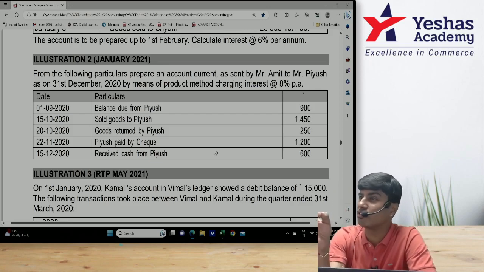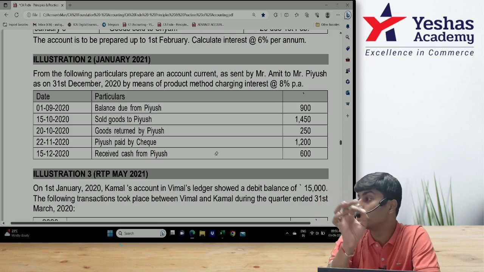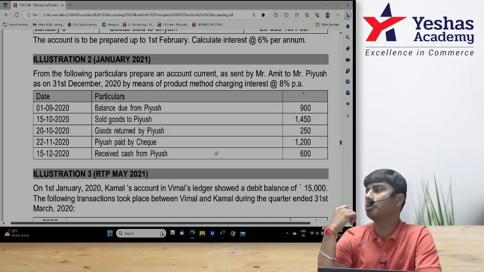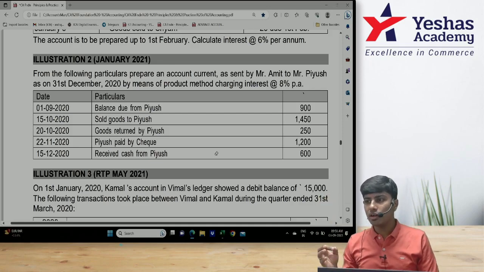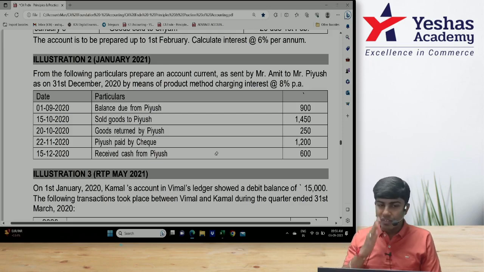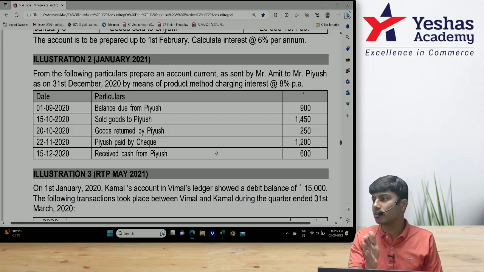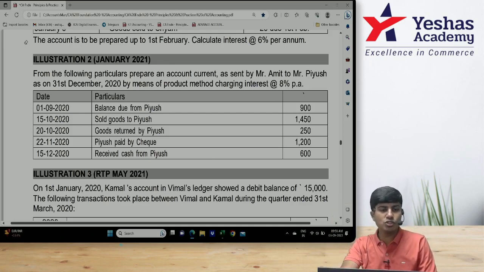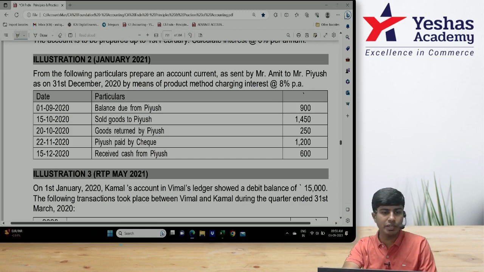Piyush in account current with Amit. When we write Piyush in account current with Amit, it is in the books of Amit. We're doing Piyush's account in the books of, whom are we representing? Every transaction should be seen from whose perspective? Fantastic. Ready? Start. 1st of September 2020.